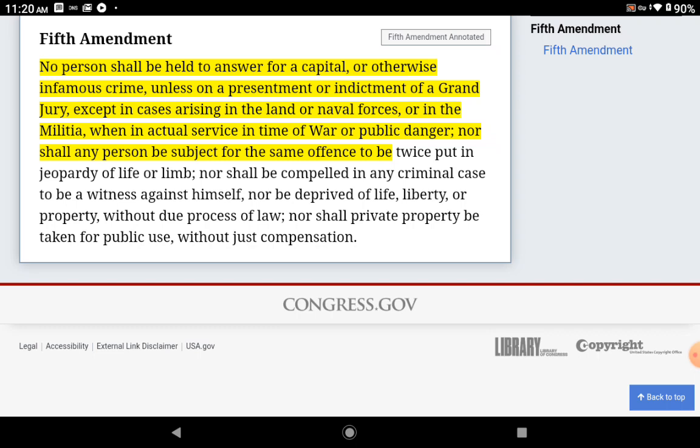Ladies and gentlemen, parking tickets are a debt. You can't be put in jail for debt. There are no debt prisons in America. Don't believe me? Go back and look at what a parking ticket is. It's a debt.